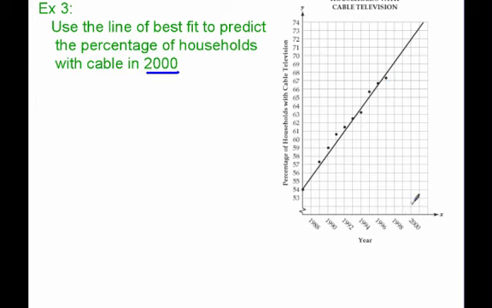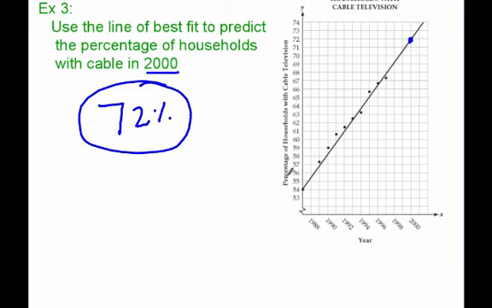So all I have to do is, well, I've got this line of best fit drawn. I'm going to go to the year 2000, and I'm going to go up and see where it crosses that line. It crosses right here. So now I can go over to 72, so my answer is 72%. So, based on our data, about 72% of households should have had cable TV in the year 2000. So that's how we use a line of best fit to predict new values. We draw in our line of best fit to fit the data as best as possible, and then find points along that line to make predictions.